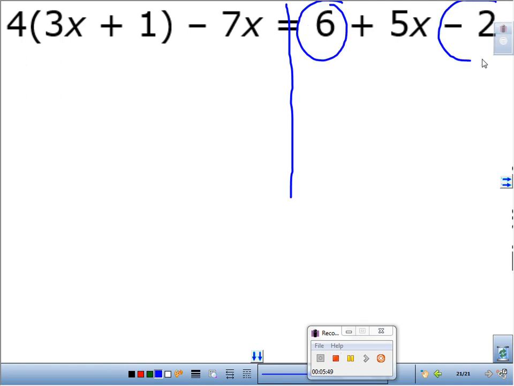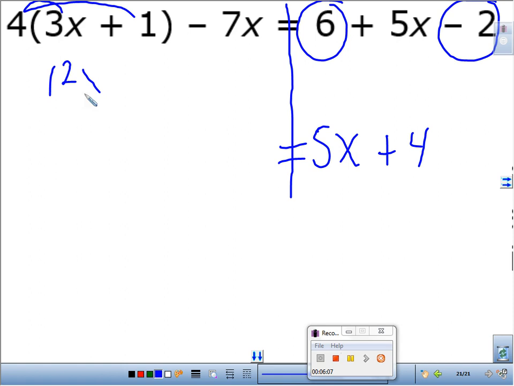The 6 and the negative 2, so I bring down the 5x. What is 6 and negative 2? Positive 4. Bring down the equal sign. I can't simplify anymore. What do you notice here? We need to get rid of this parenthesis, so I do what? Distribute. This becomes 12x plus 4 minus 7x.